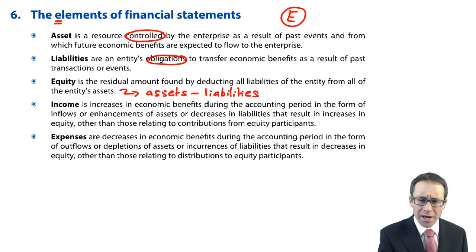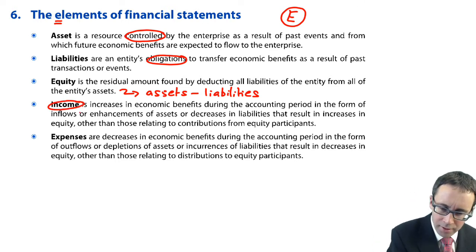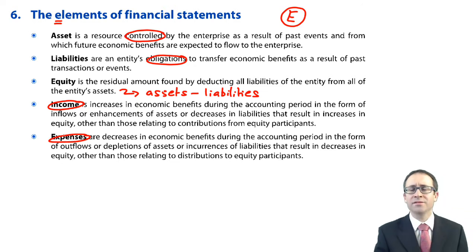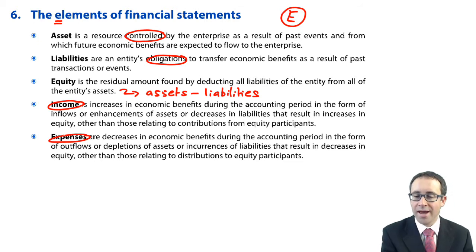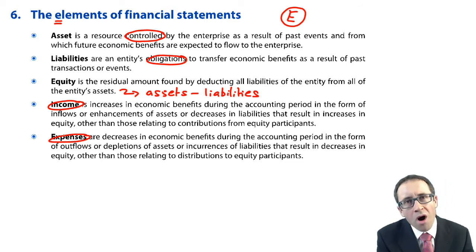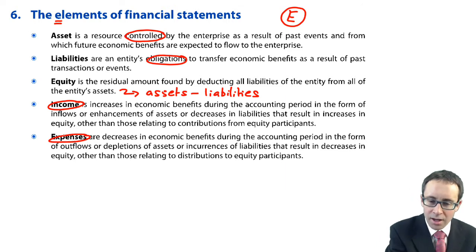The next two, income and expense. Boy, oh boy. They are the most complicated, fancy definitions you possibly have within the entire universe. Income: increases in economic benefit in the form of inflows or enhancements of assets, or decreases in liabilities that result in increases in equity other than those relating to contributions from equity participants. What on earth is all that about?